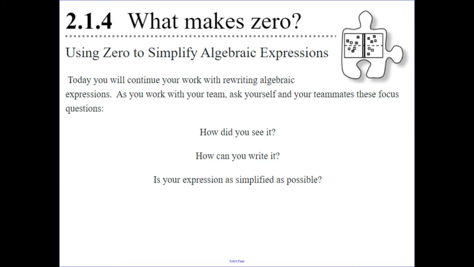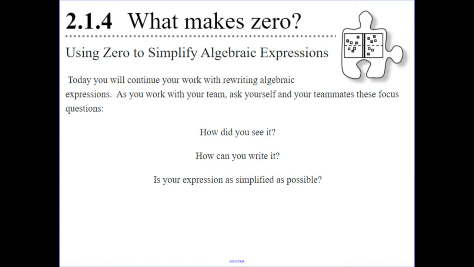214, what makes zero? Using zero to simplify algebraic expressions. Today, you will continue your work with rewriting algebraic expressions. As you work with your team, ask yourself and your teammate to focus questions. So here are the things I want you to focus on today. How do you see it? How can you write it? And is your expression as simplified as possible? Please try to keep that in mind.